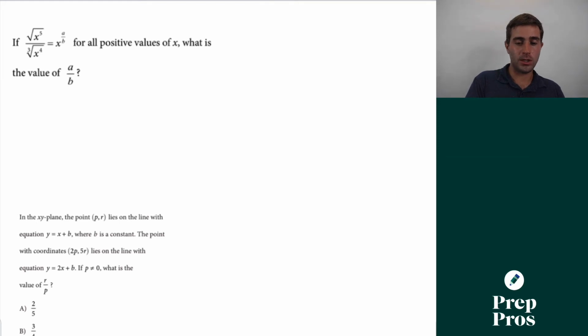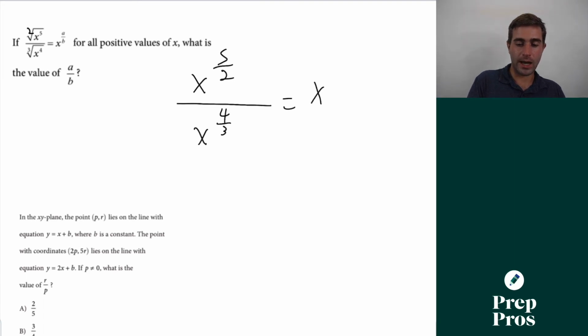What we need to know here is that the square root of x to the 5th is the same as x to the 5 over 2. Remember, the root index is the denominator of our fraction, and the power underneath is our numerator. So we're going to have x to the 5 over 2 over x to the 4 over 3, and this is going to equal x to the a over b.